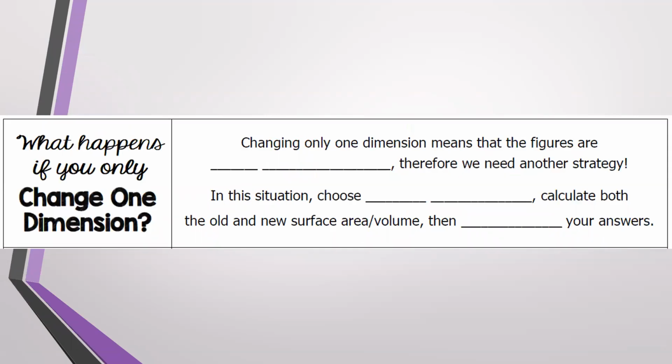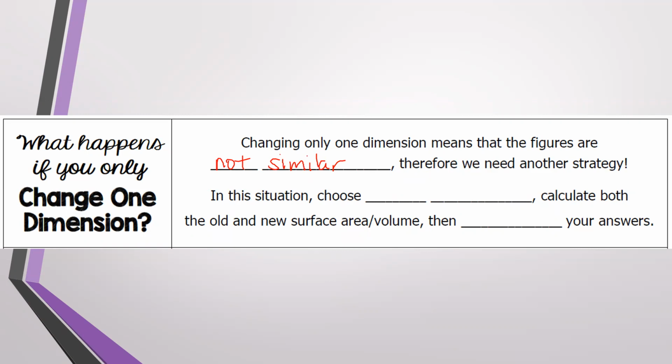Okay, and then the last thing, what happens if we change just one of the dimensions? There's not a trick to this one. Like we just said, the tricks were, if I multiply the dimensions by 2, then the area is 2 squared times as big. If I multiply the dimensions by 4, then the volume is 4 cubed times as big. There's really not a trick to this one, because your figures aren't going to be similar. Changing one dimension is going to make your figures no longer similar.